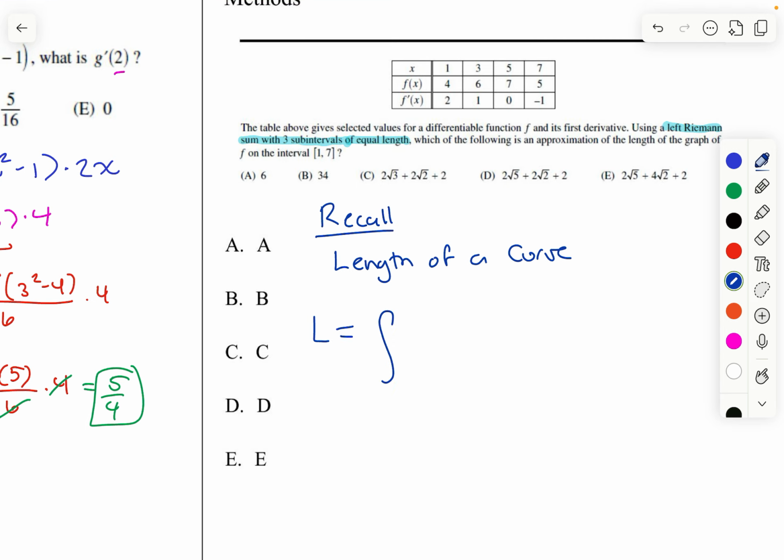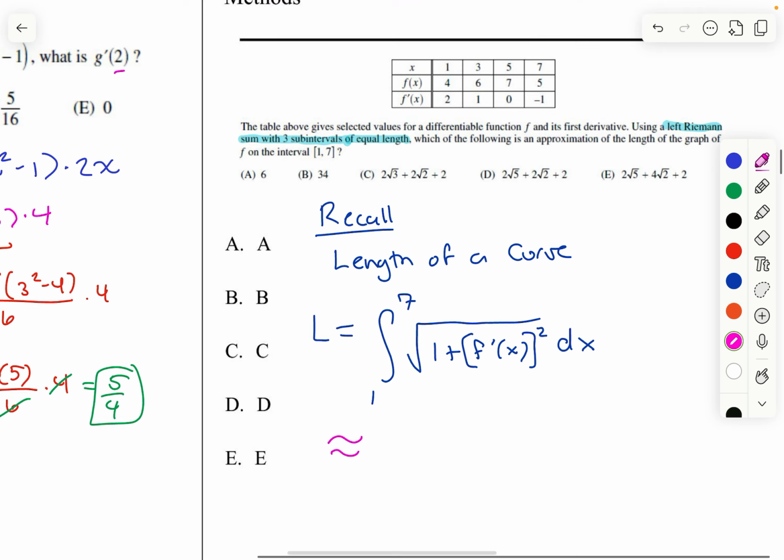It's the integral from, in this case, 1 to 7, of the square root of 1 plus the derivative squared. Usually dy/dx can go there if you recall that formula, but we're trying to approximate this. Using our table above, it's going to be about equal to... using LRAM, we just treat the inside as though it's a function and find the area under it. We'll go to our table to retrieve the values we need.